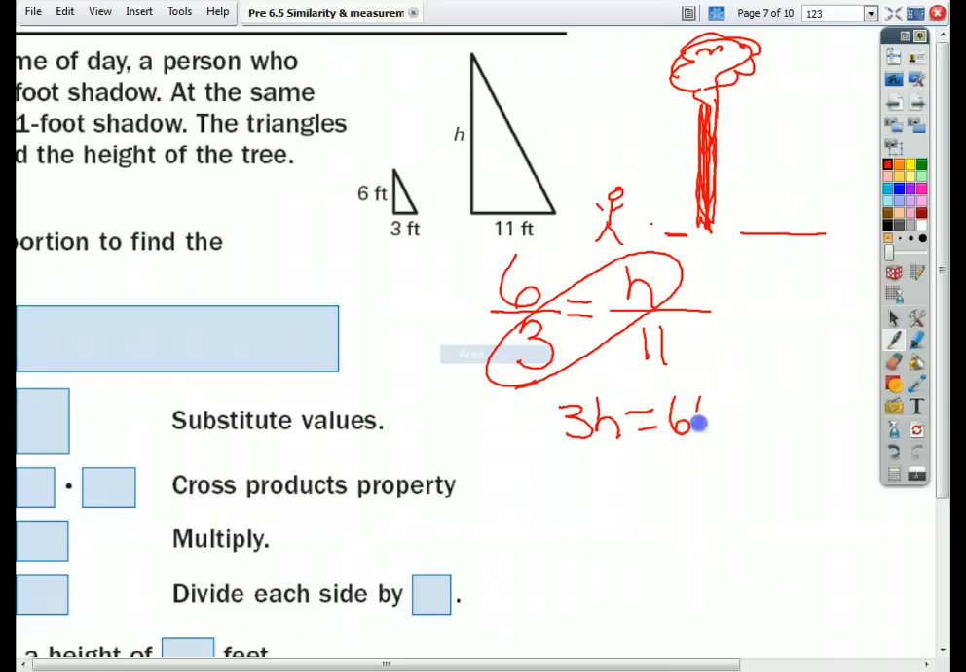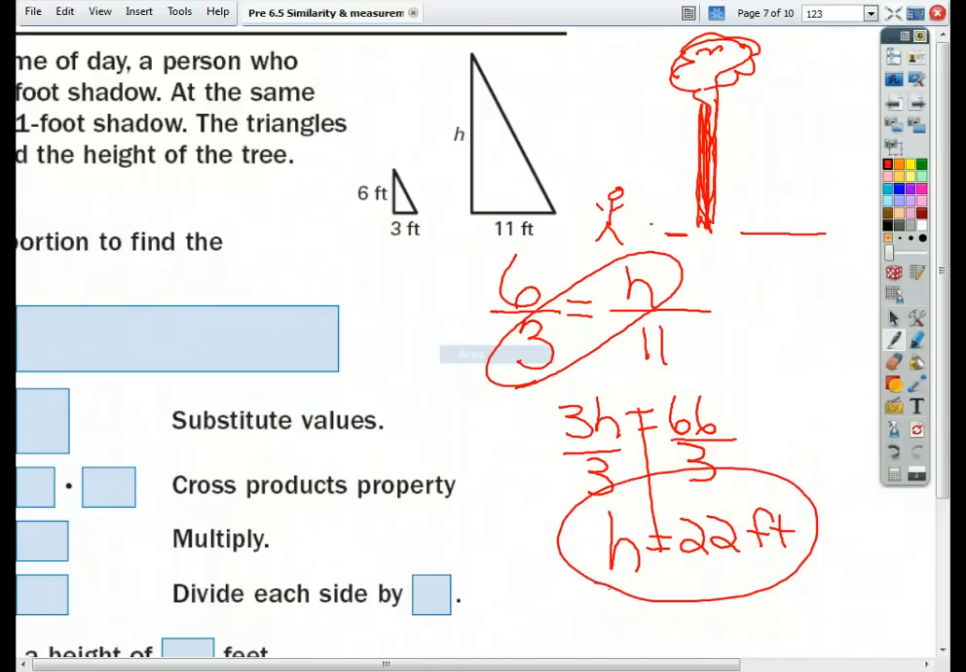3h equals 66. Divide by 3. H equals what? 22 feet. 22 feet. Fantastic. Circle your answer. Questions on those? Pretty simple?